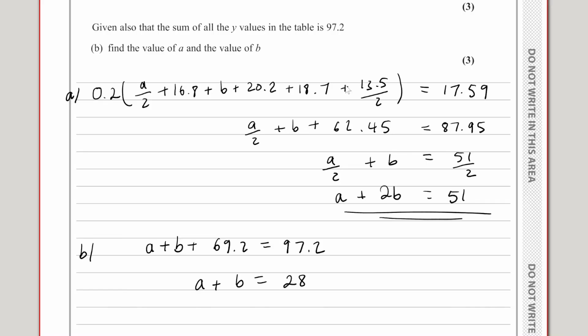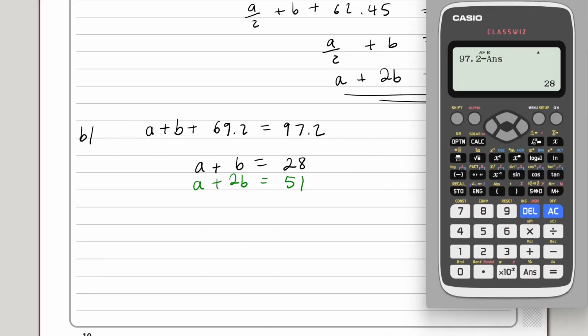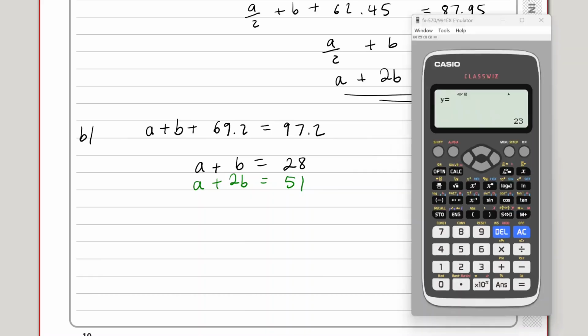And then we just need to solve these simultaneous equations. So we've also got a plus 2b equals 51. It's in the right form to just use the calculator. So we've got 1a and 1b is 28, and 1a and 2b's are 51. So a is 5 and b is 23.